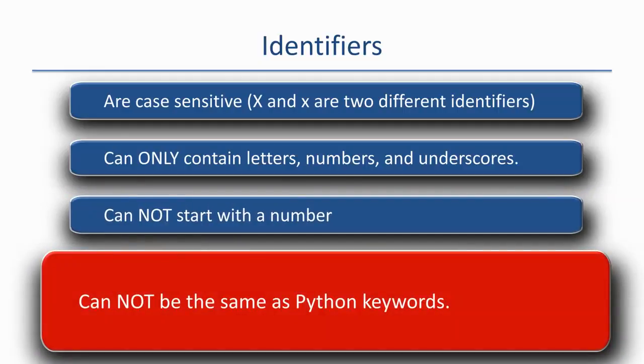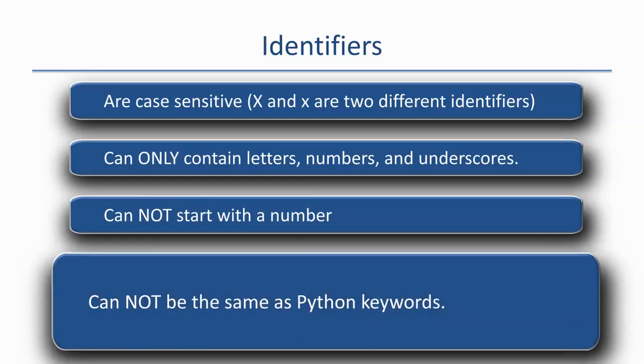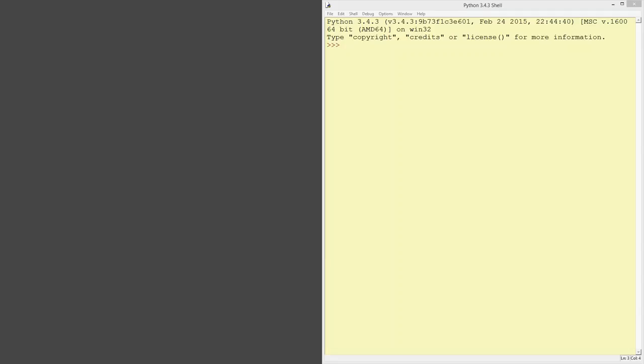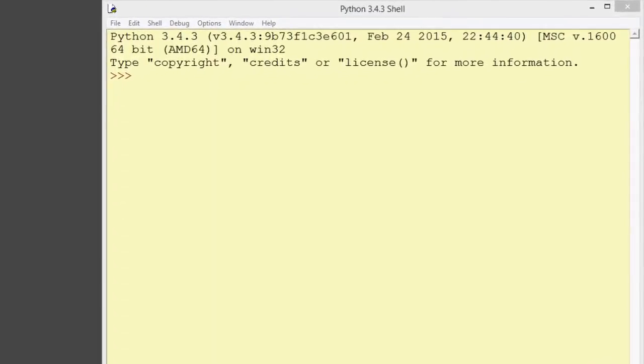Next, identifier names cannot be the same as Python keywords. So you might ask, what are Python keywords? Here is a list of all the Python keywords. These words are defined in Python environment to have a particular meaning. So you cannot use any of these words as your identifier. For example, you cannot define a variable and call it OR. Let me open the Python IDLE and show you a few examples.